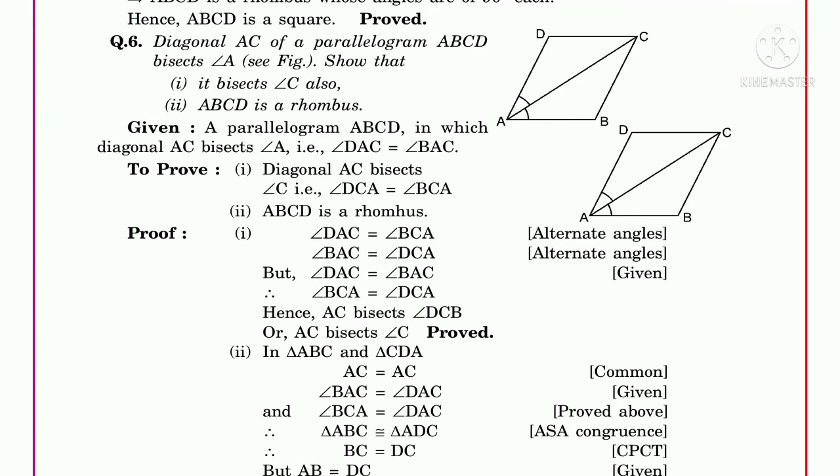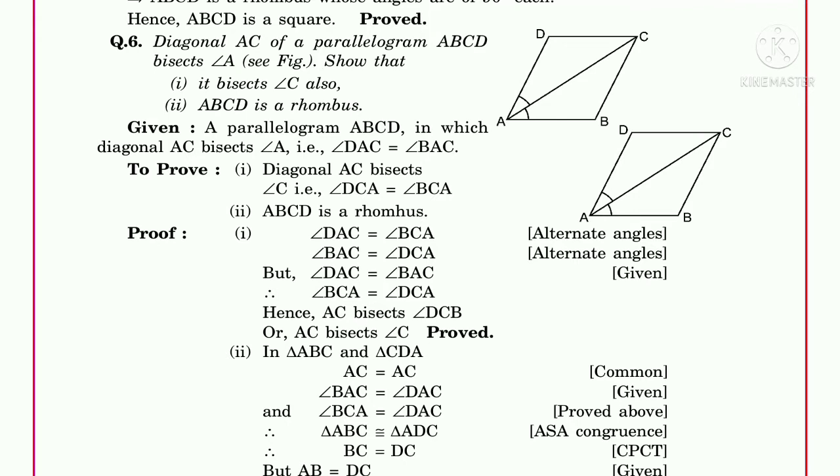So in our last class we completed up to question number 5. Today we continue from question number 6, which is given in this way. If the diagonal AC of a parallelogram ABCD bisects angle A, we have to prove here that it bisects angle C also, and ABCD is a rhombus.